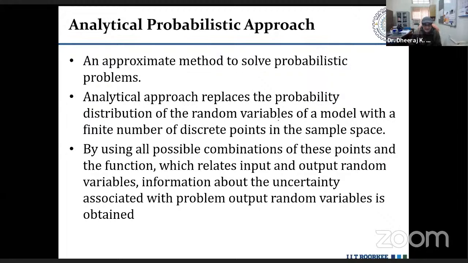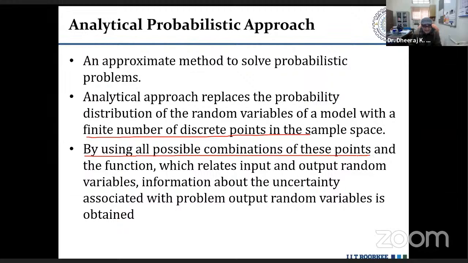So after selecting some suitable discrete points, what we have to do, we have to take all possible combinations of these different points. And then using these possible combinations, we have to evaluate the function, and then all those individual values we can combine considering the corresponding probabilities, and we can obtain the expected value of output variable.